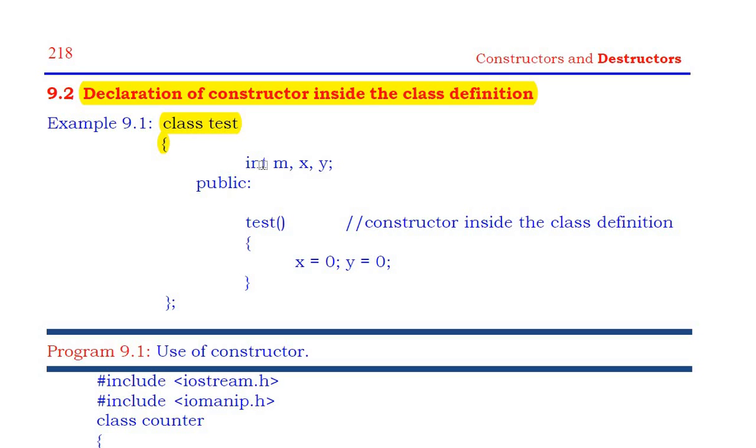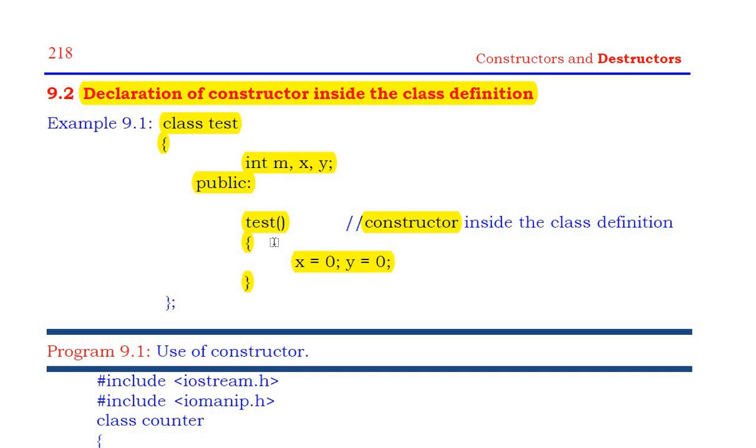Here 3 variables are declared, and in the public section we are creating a function. The name of this function is test. Notice the name of this function is test and the name of the class is also test. Hence this function is a constructor. And this is the body of the constructor.